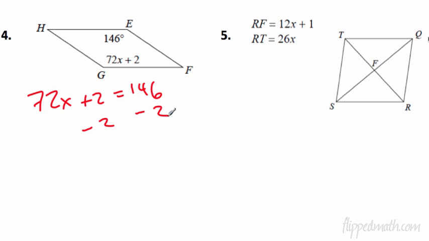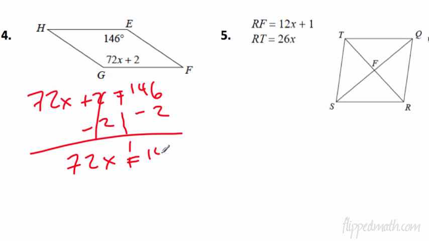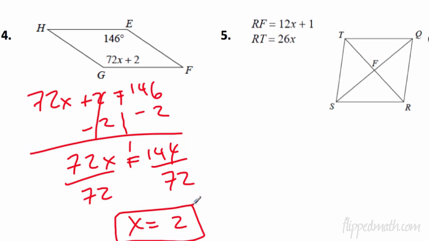We subtract 2 from each side. They cancel. Remember our little equal sign here. We get 72x equals 144. We divide each side by 72. I know I'm going quick here, but we should know how to do algebra, and we should know how to solve these equations by now.